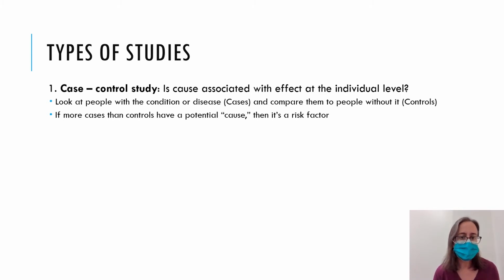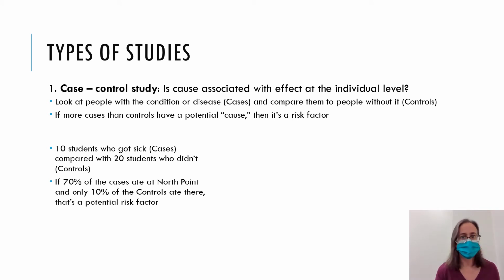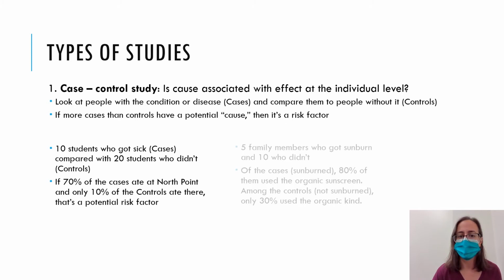And if the cases are more likely to have the potential cause, then that suggests it could be a risk factor. For example, right, let's say students got sick, and we think it might be food poisoning. Let's say that there were 10 cases, 10 students got sick, and we're going to compare them with 20 students who didn't and see what's different between those 2 groups, right? So what if 7 out of 10, or 70%, of the people who got sick ate at North Point, and only 10% of the controls ate at North Point? Well, that would say to us, okay, this is a potential risk factor we need to look into. Perhaps there was some food poisoning from North Point Dining Hall.